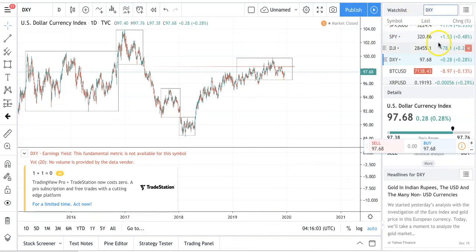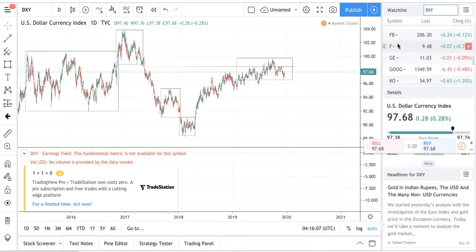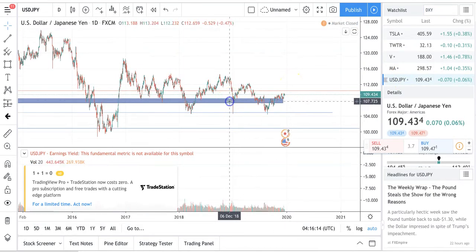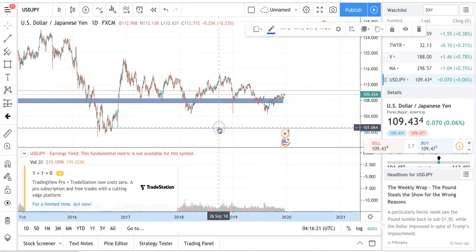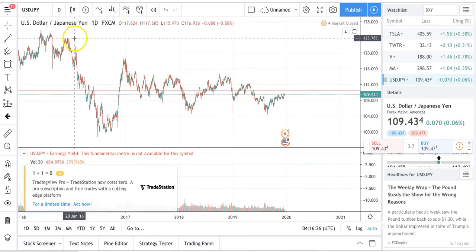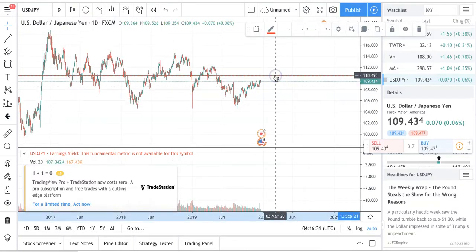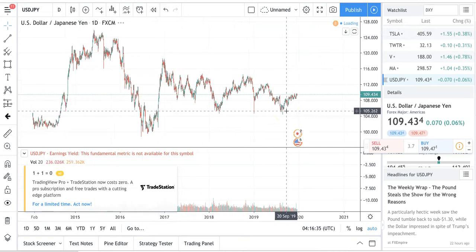Okay, let's do USD JPY. Okay, so now we got USD JPY. I'm going to delete all of this old stuff out of here. Okay, so we're looking at the daily. Leave this out.